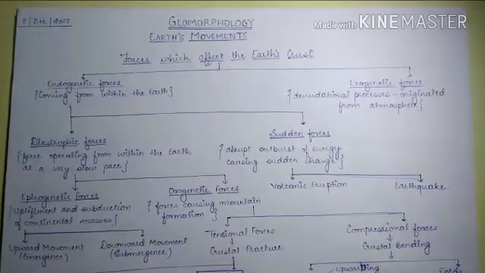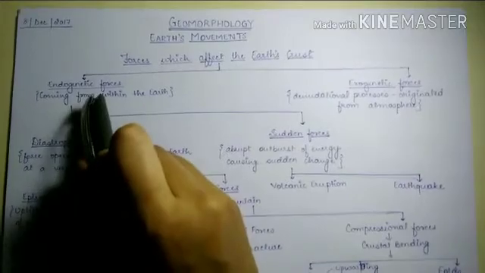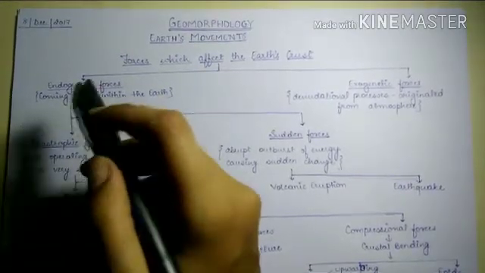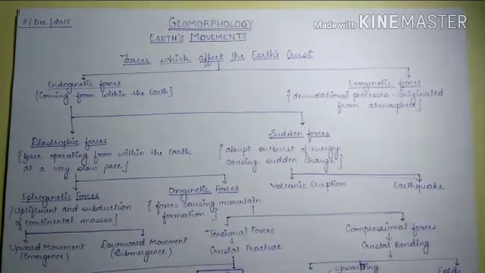So endogenetic and exogenetic forces are the factors that affect the earth crust. Endogenetic forces are the forces which are coming from within the earth, and exogenetic forces are the denudational process originated from the atmosphere, like wind erosion, water erosion, that we'll study later on.